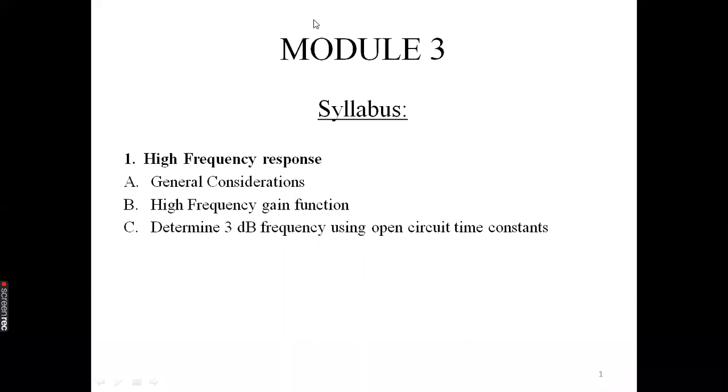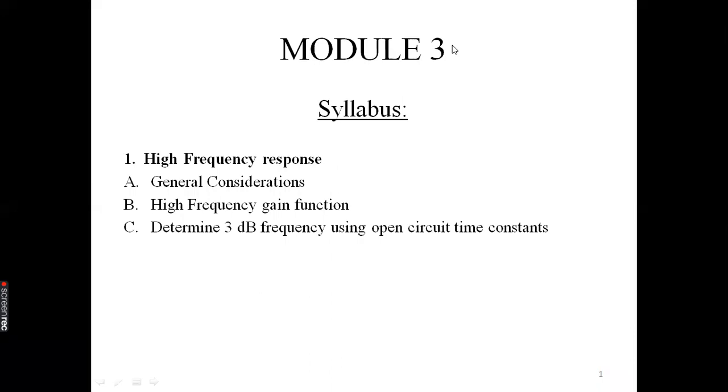So today we are starting with module 3. What we are covering in module 3 is mainly the high frequency response of MOSFET circuits. In that, first we will cover the general aspects of high frequency, that is why we are going for high frequency analysis.